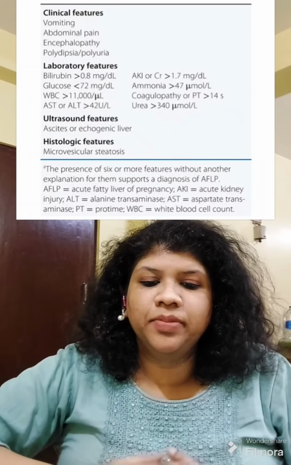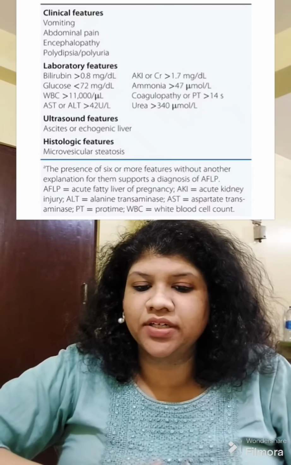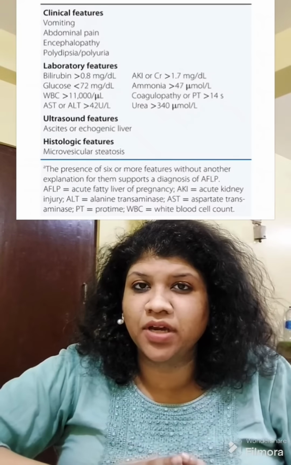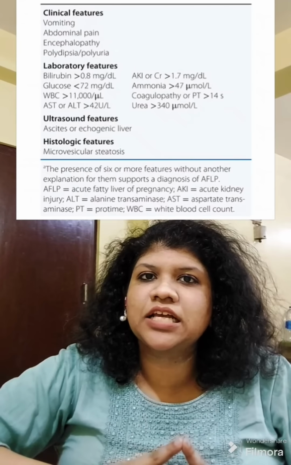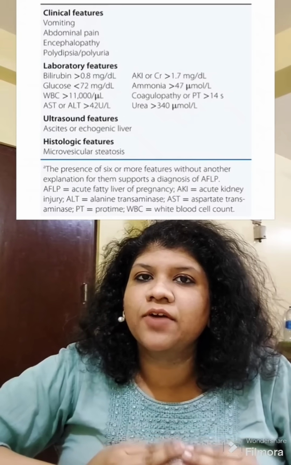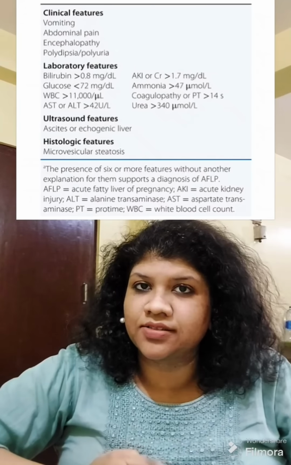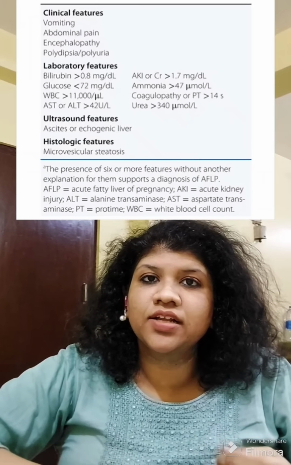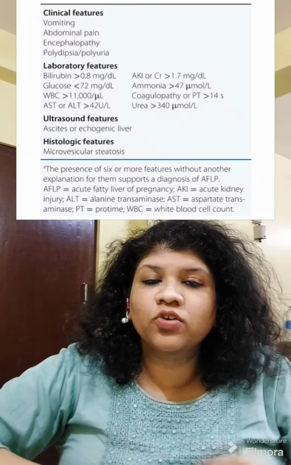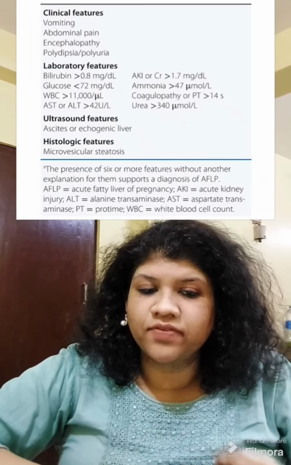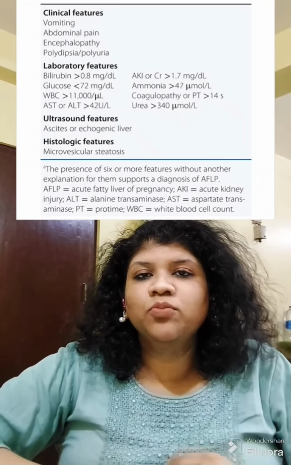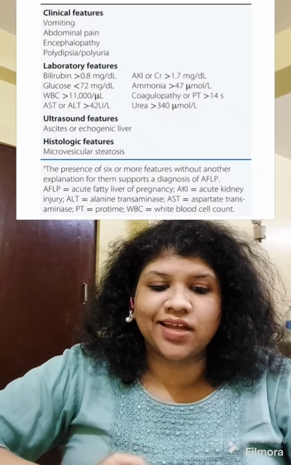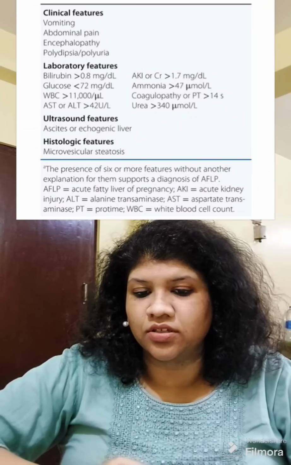Lab features are bilirubin more than 0.8 mg per dl, glucose less than 72 mg per dl, that is hypoglycemia, which is an extremely important telltale sign which distinguishes AFLP from other jaundice in pregnancy conditions. WBC more than 11,000, AST or ALT more than 42, AKI or creatinine more than 1.7 mg per dl, ammonia more than 47, coagulopathy or PT more than 14 seconds, urea more than 340.